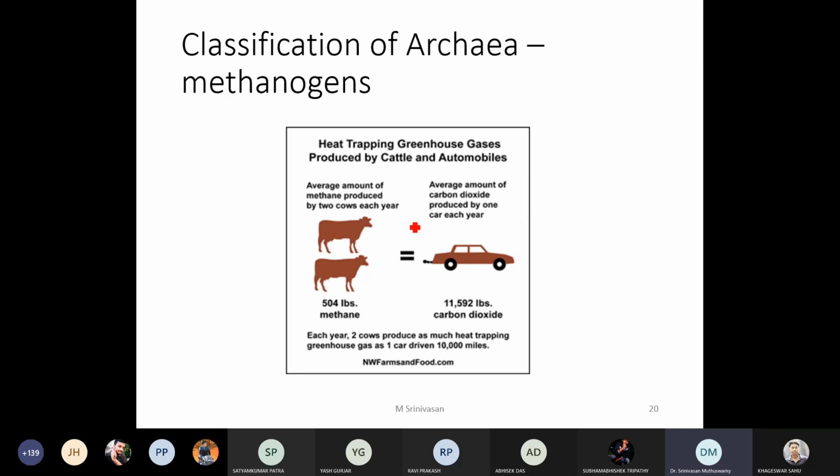Methane is also, we know, a greenhouse gas, and carbon dioxide too, but methane is much more potent and can cause a lot more effect than carbon dioxide.